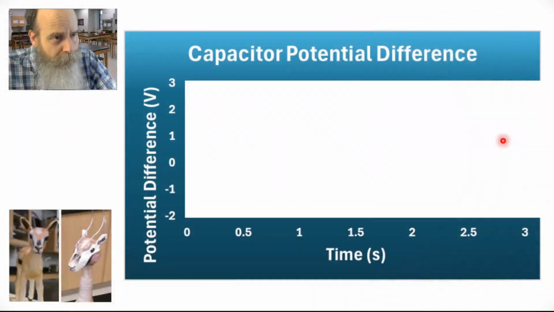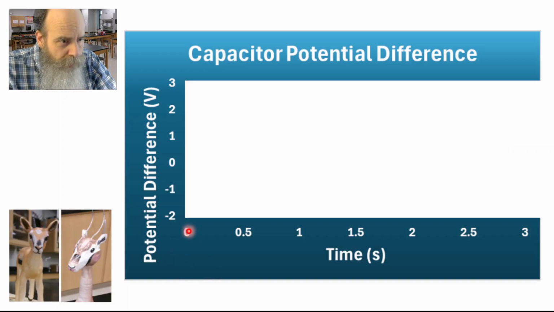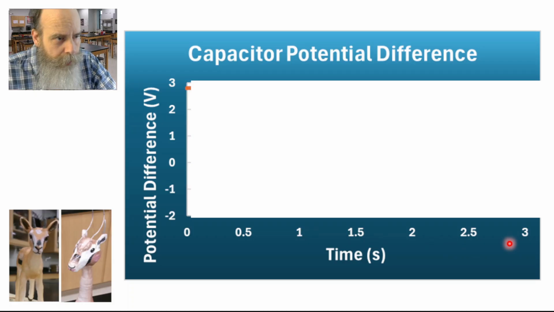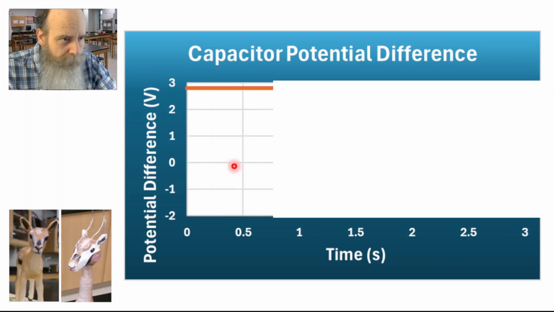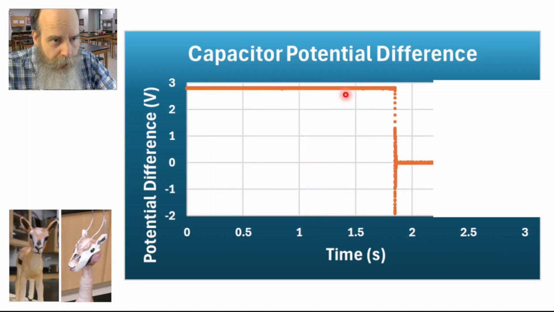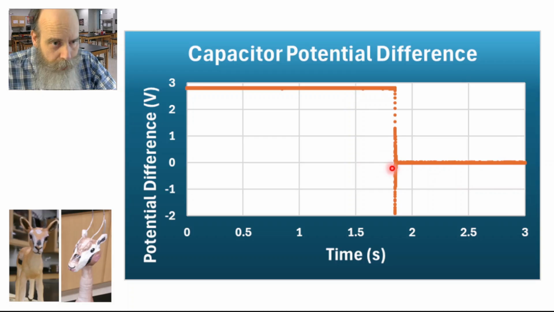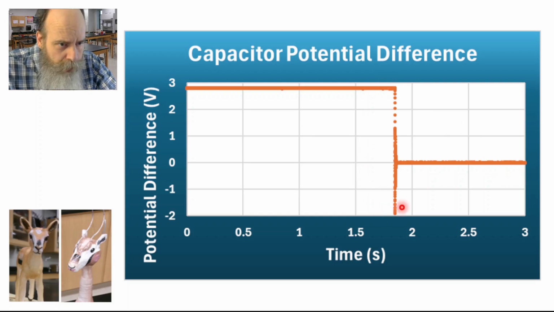Here's a measurement of the capacitor potential difference as a function of time for the 3-second experiment, from 0 to 3 seconds. Here's what we get. At the beginning, it's constant, 2.8 volts. Then we have a sudden change, and then it's constant at 0. I don't see any oscillations here. I see a sudden spike, and then it becomes 0. Let's look up close in this region. Maybe something's going on there.